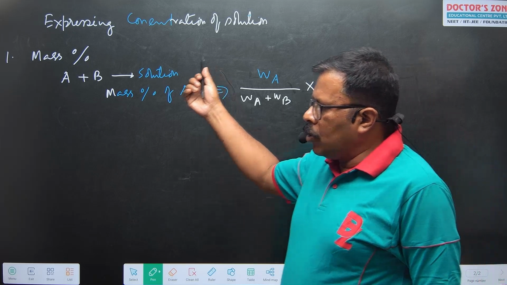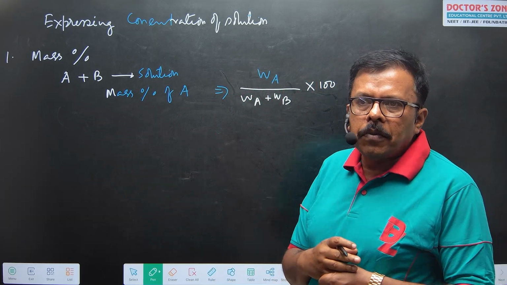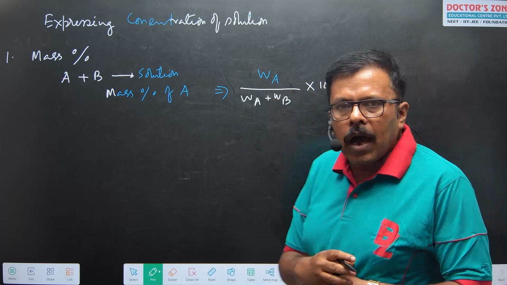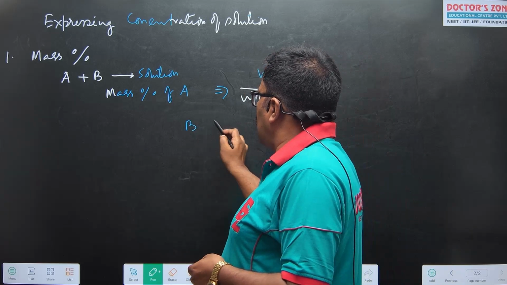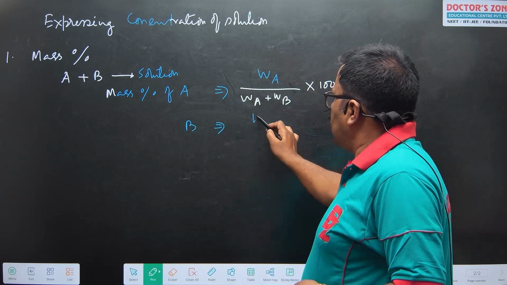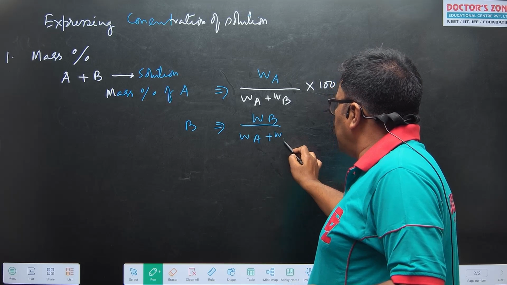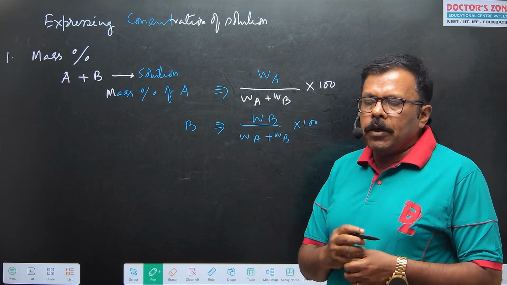अगर solution में 2 ही component है, then you can find mass percent of B by subtracting this result from 100. या तुम ऐसा करके भी लिख सकते हो, W_B बाई W_A प्लस W_B इंटू 100. So this will give you the mass percent of B.